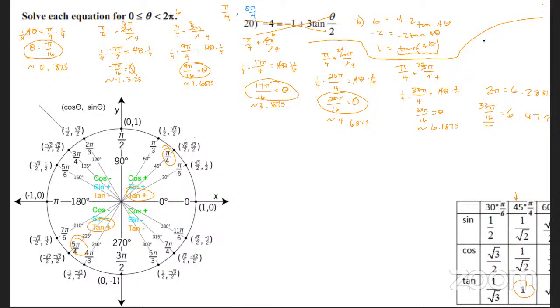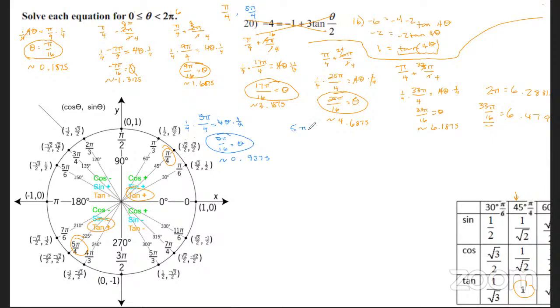Now we need to do the same thing with this blue angle that we have here, 5 pi over 4. So 5 pi over 4 equals 4 theta. We multiply by its reciprocal, 1 over 4. This cancels out, and you have 5 pi over 16 equals theta. An estimate of 5 times 3 divided by 16 is 0.9375. That fits within our domain, so that is a possible answer.